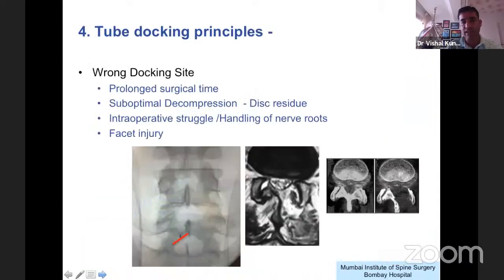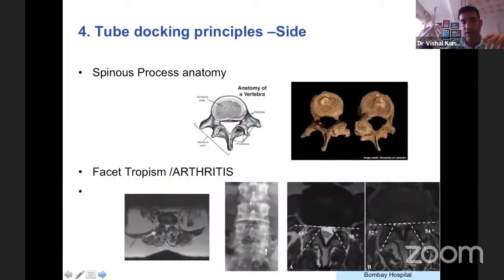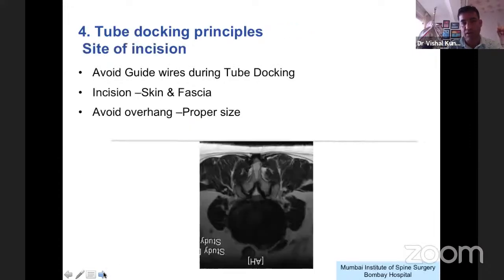Tube docking lessons, I think we are going to be seeing some videos on this, but tube docking is the one thing that has created the maximum amount of struggle in these patients. And that is why we must pay attention not only to anatomy. Remember that facet arthritis, like in Nikhil's case, there was significant facet arthritis. The tube docking may not go all the way to the bone, and muscle creeping into the tube can really result in increased surgical time. One must pay attention to this.